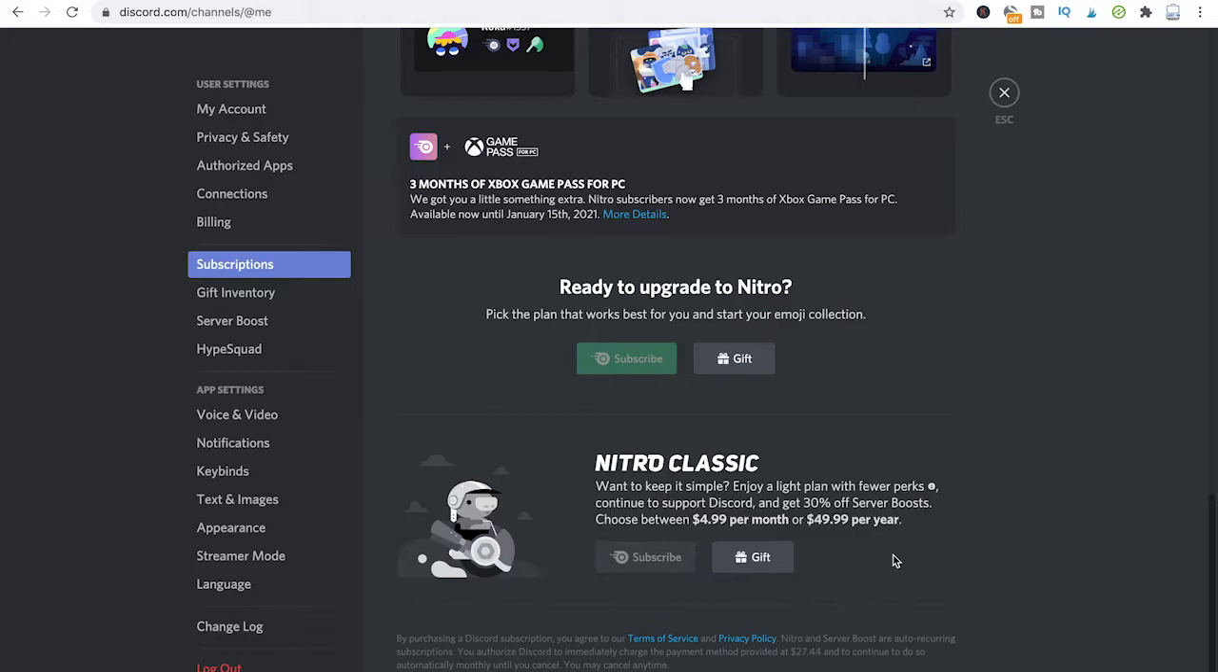Another thing I would like you to pay attention to is that these two are actually auto-recurring subscriptions. So that means that you will be billed either monthly or yearly depending on the plan you choose. To make sure that these subscriptions will stop, you will need to manually cancel them. That's really important. You may, however, cancel at any time, as Discord points out here.